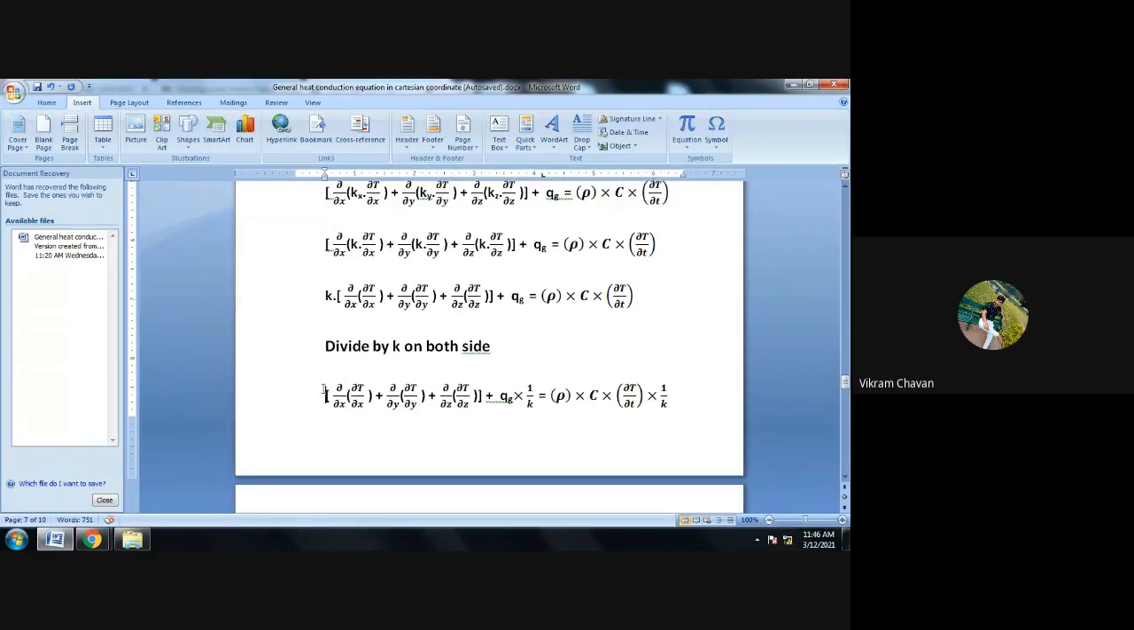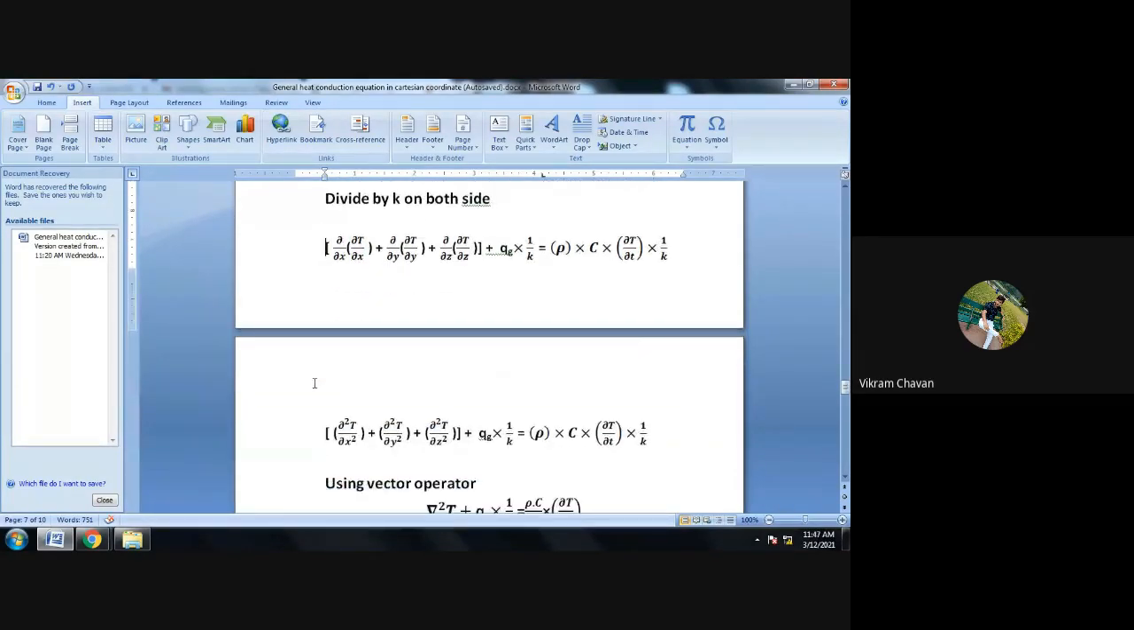Now further, what we are going to do: this is a double differentiation, or double derivative. We are merging these two derivatives as a double differentiation with respect to x, with respect to y, and with respect to z. Here we have written ∂²T/∂x² plus ∂²T/∂y² plus ∂²T/∂z².